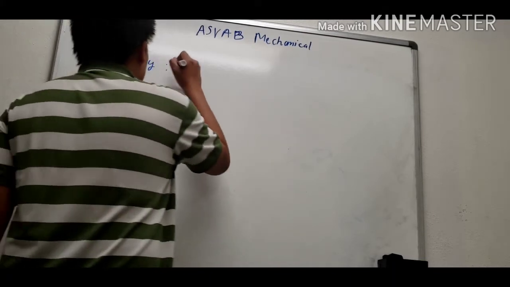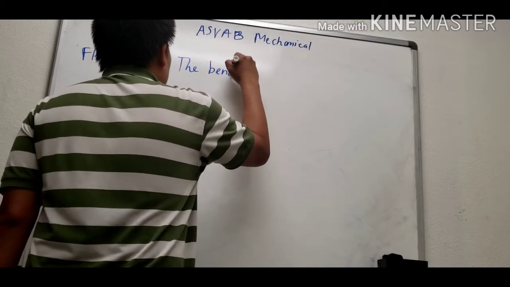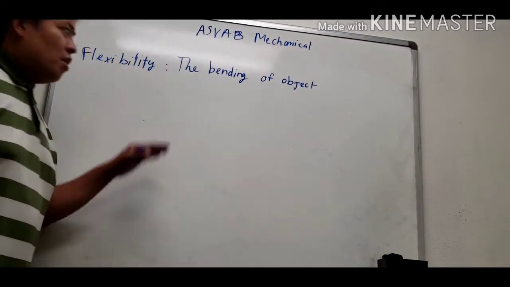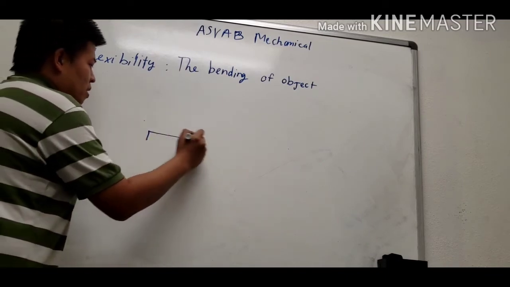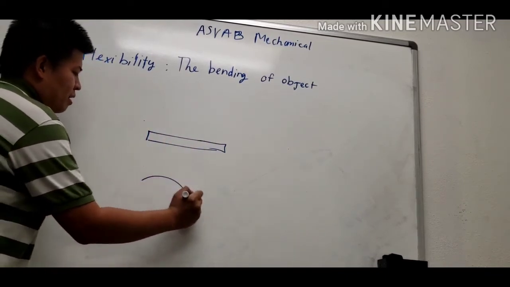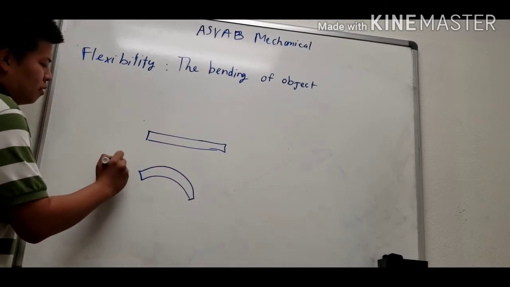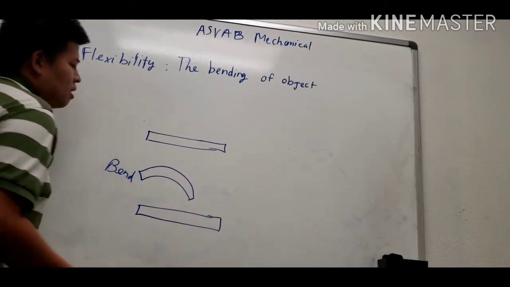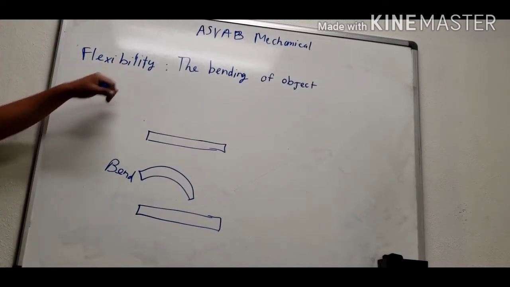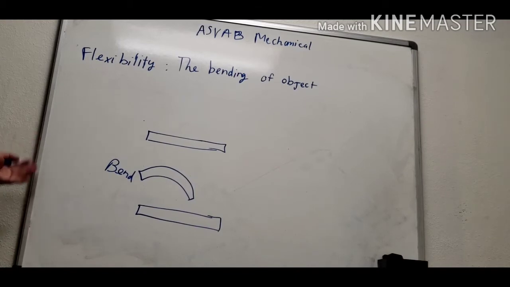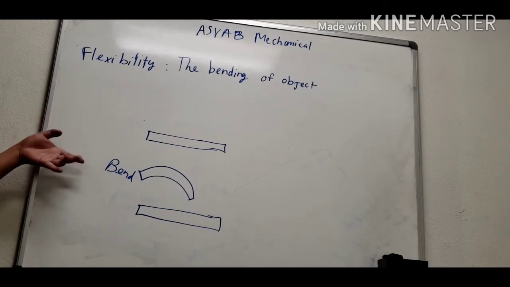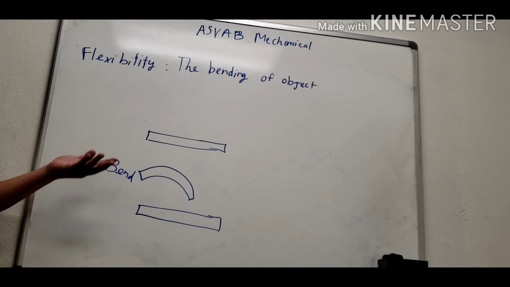Flexibility is about the bending of an object. For example, we have the ruler, and we bend the ruler in here. After that, the ruler comes back to the normal state. That's why we call it flexibility. It means that after we bend the object, it goes back to the normal state. That's why we call it flexibility. This is the definition. And we need to understand the concept and how to understand the flexibility of the object. That's it.